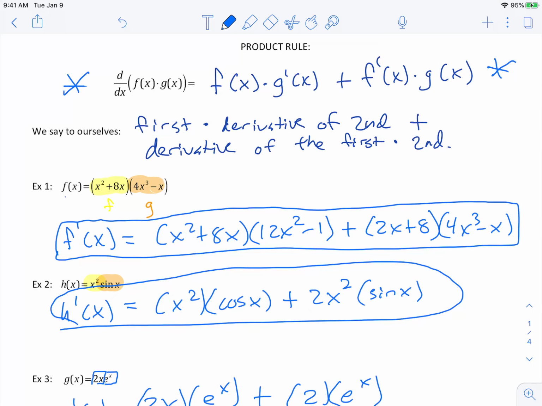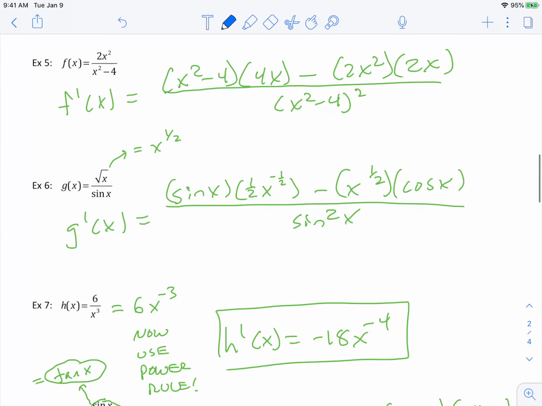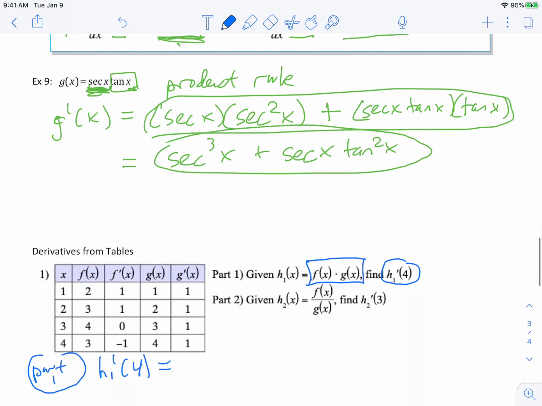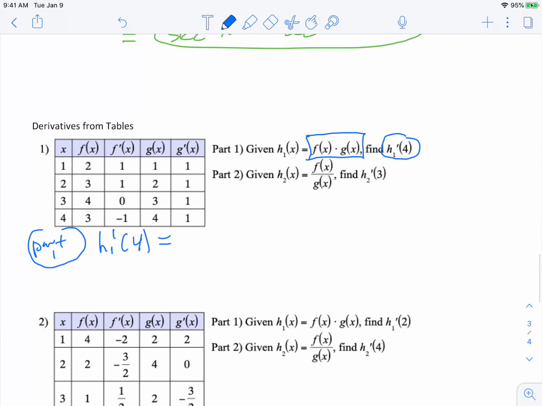Instead of f of x and g prime of x, since I actually know the x value, it's easy to just go ahead and write it out that way with the x value plugged in. So it'll be first function times the derivative of the second, plus first function derivative, so f prime of 4, times second function, so g of 4.